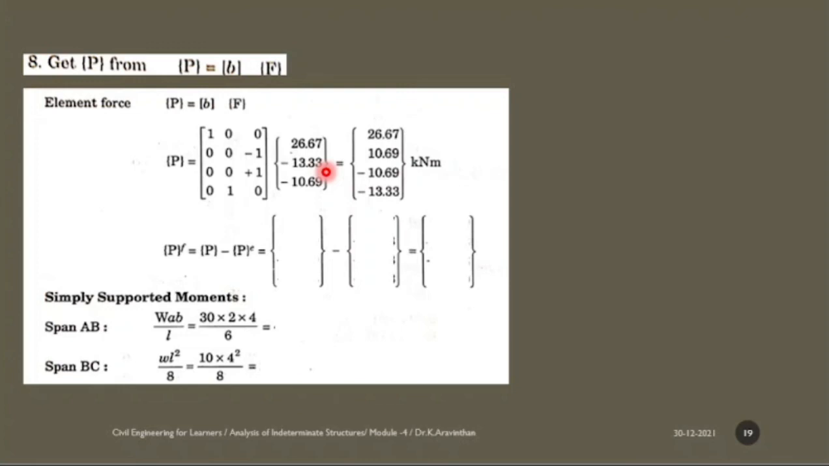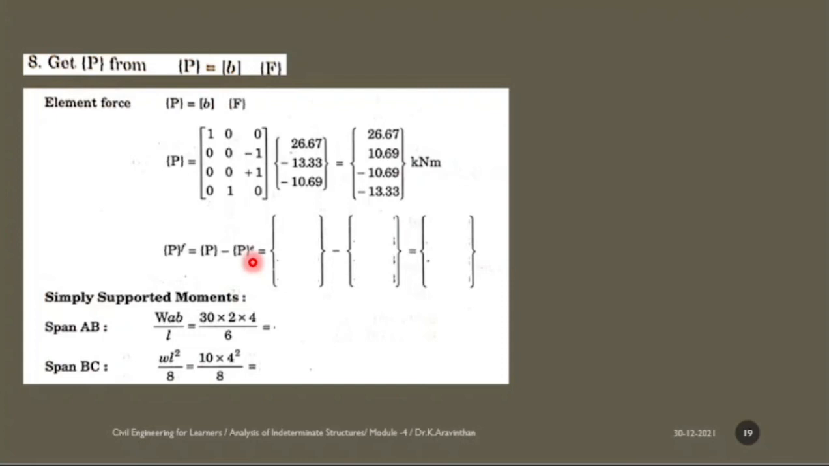And step number 8 will be PF. What is PF? That is the final force. P is force and F is final. The final force, step number 8, equals the P matrix minus PE. That is the equivalent joint force. At which step did you find the equivalent joint force? Step number 3. You found the fixed end moment and you found the equivalent joint force.